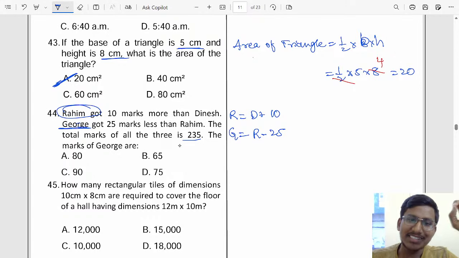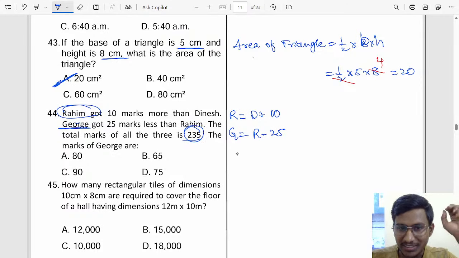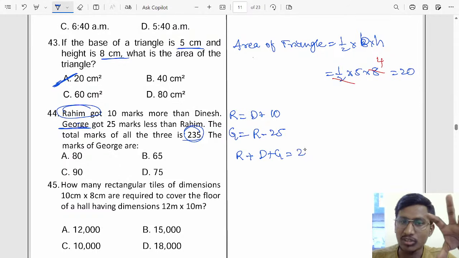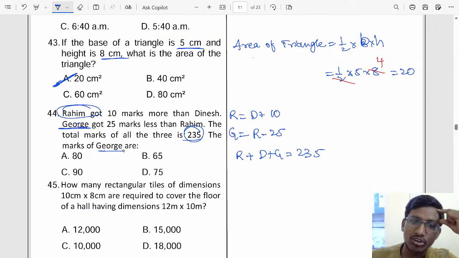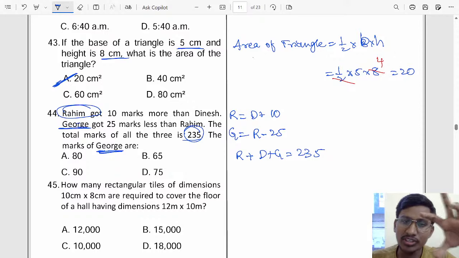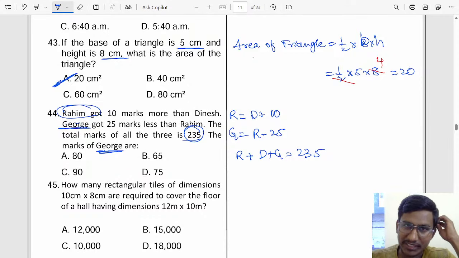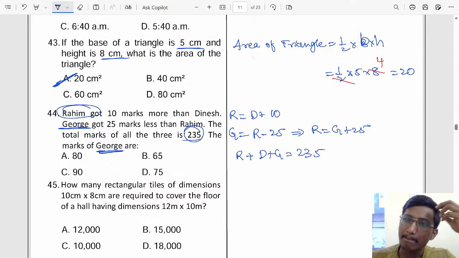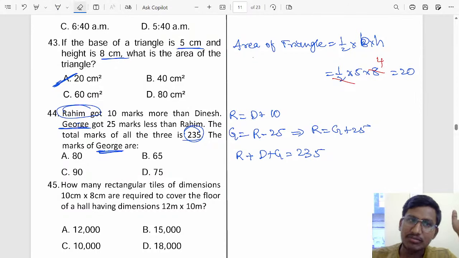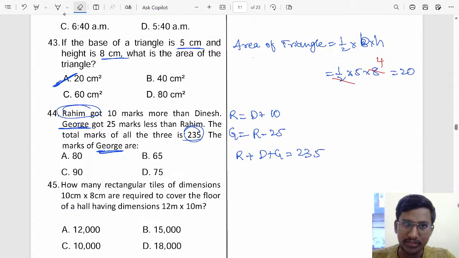Next, all of the 3 got 235. That is Rahim plus Dinesh plus George. They are asking George's marks. George is Rahim minus 25, so Rahim will be George plus 25. Otherwise we will first find Rahim only and then do the others.